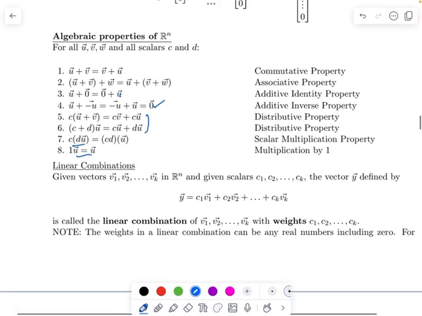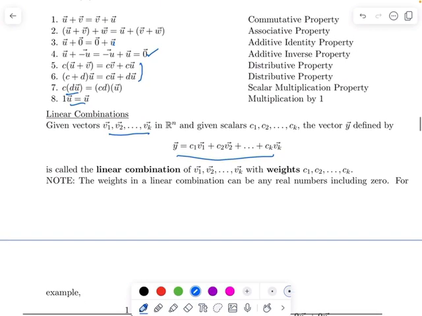Linear combination. So what is a linear combination? Given vectors v1, v2 up to vk in Rn, all of these are of size n by 1, and given scalars c1, c2 up to ck, the same number of scalars as the number of vectors, then if we can write a vector y as c1 v1 plus c2 v2 plus c3 v3 and so on up to the last one, plus ck vk, this is called a linear combination of v1 up to vk with weights c1, c2 up to ck. The weights in a linear combination can be any real numbers including 0.